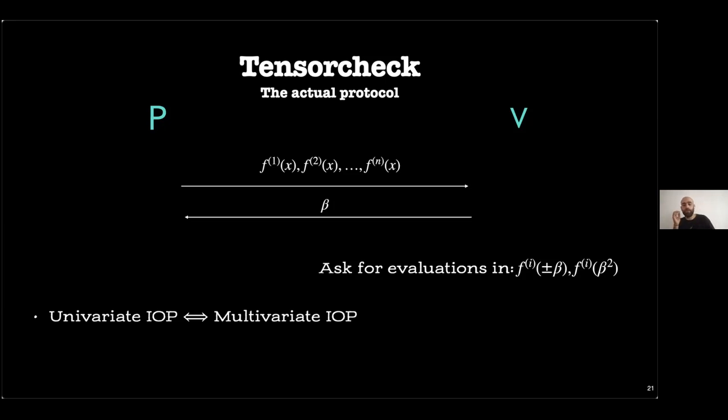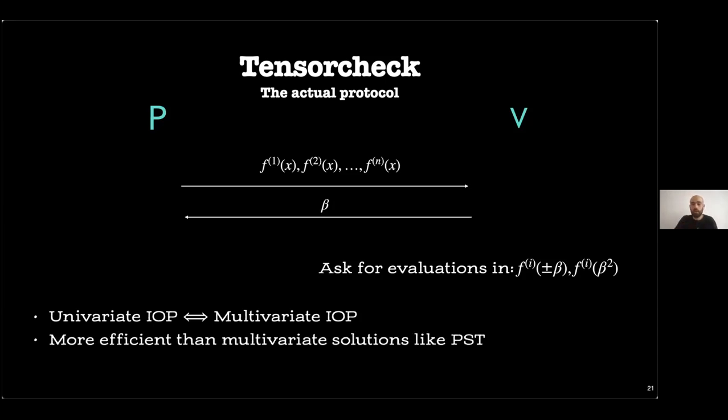And also to say something more interesting: if I have a multivariate IOP, a multivariate protocol, I said before, it's easy to build a univariate one. Now we show that you can also do the vice versa. And this is again more efficient than what we knew so far in the literature. If you think about other polynomial commitment schemes that are multivariate and that allow for a trusted setup, you still have log n pairings. In this case, you have only a constant number of pairings.